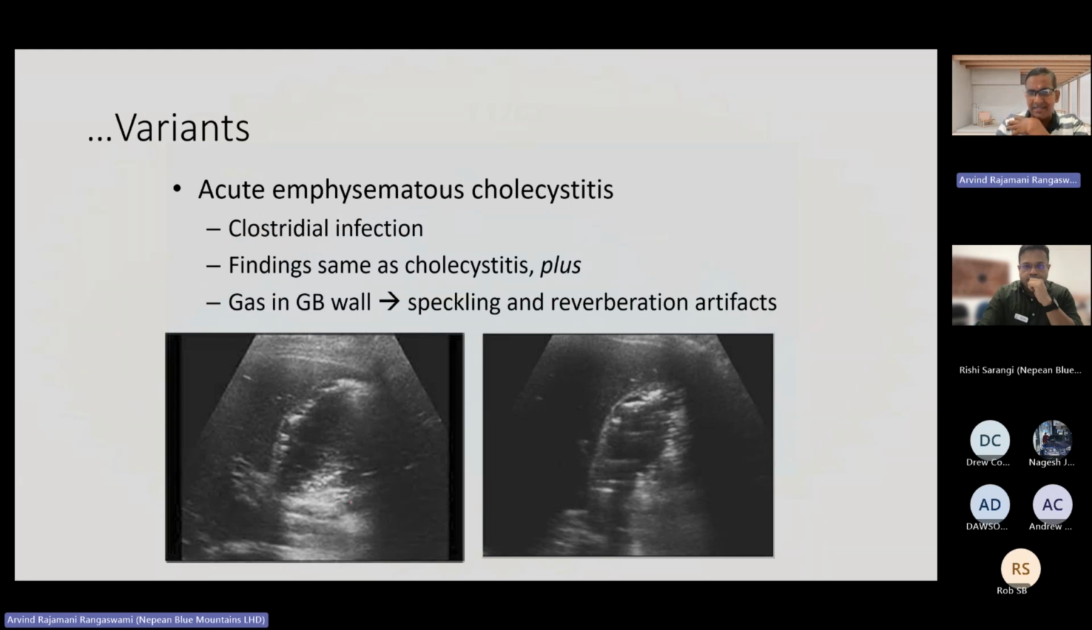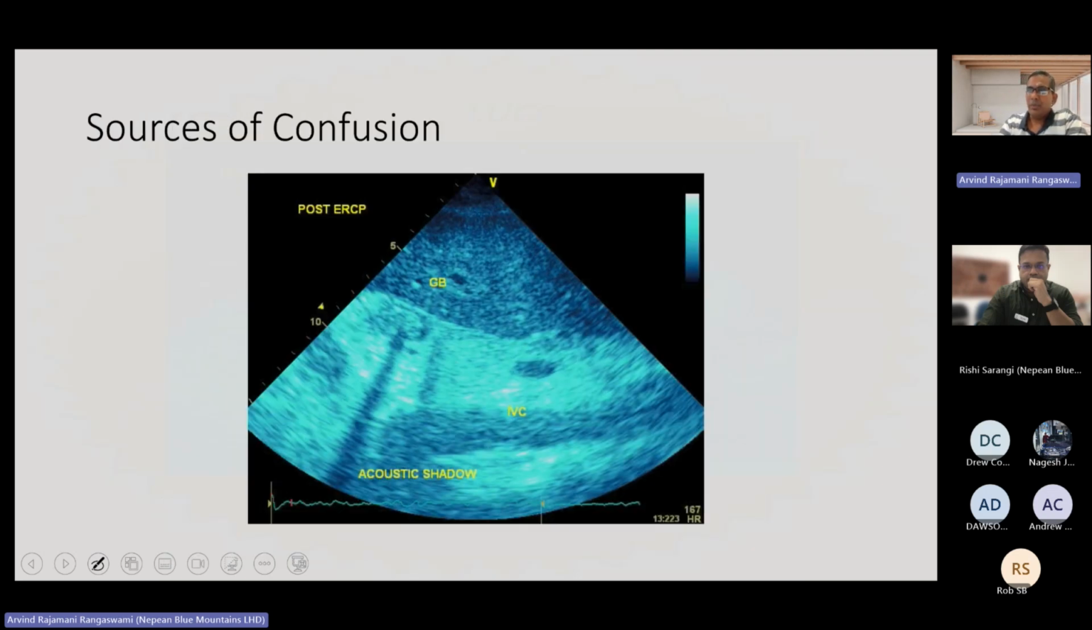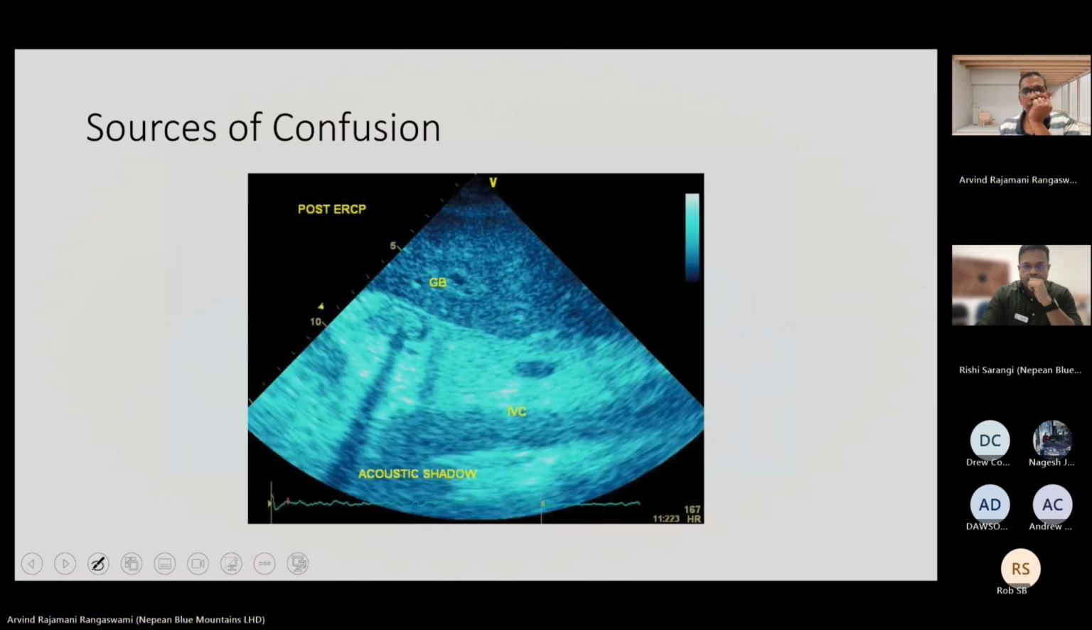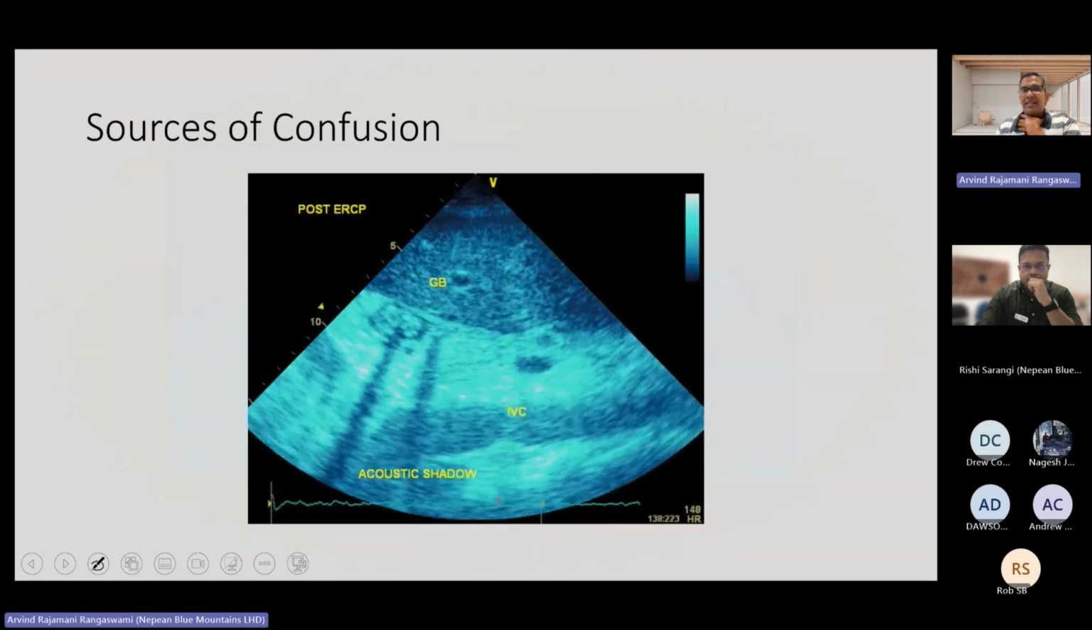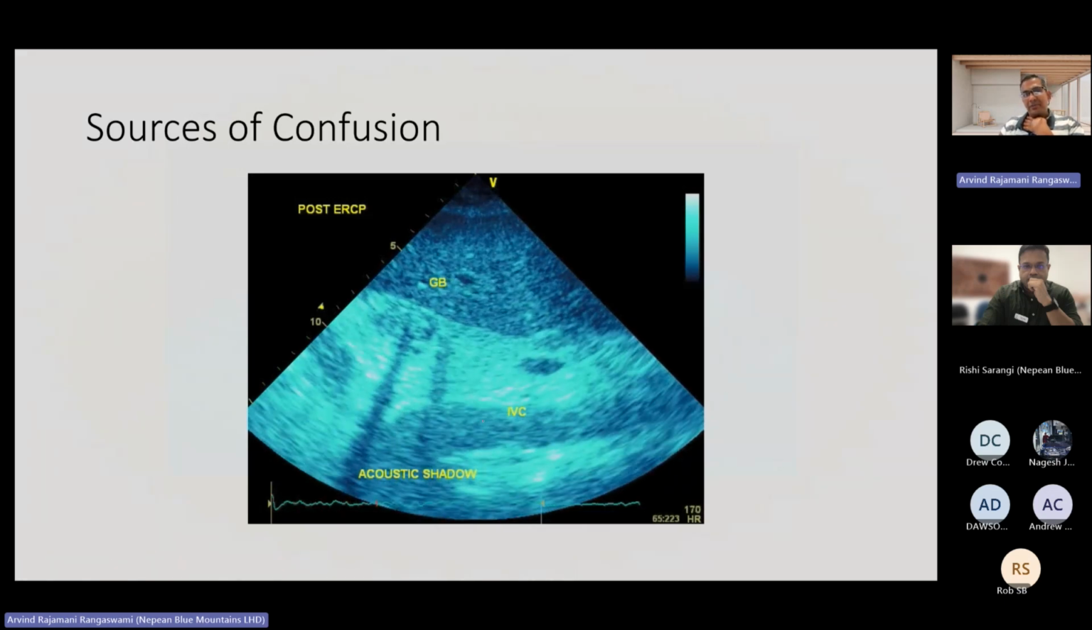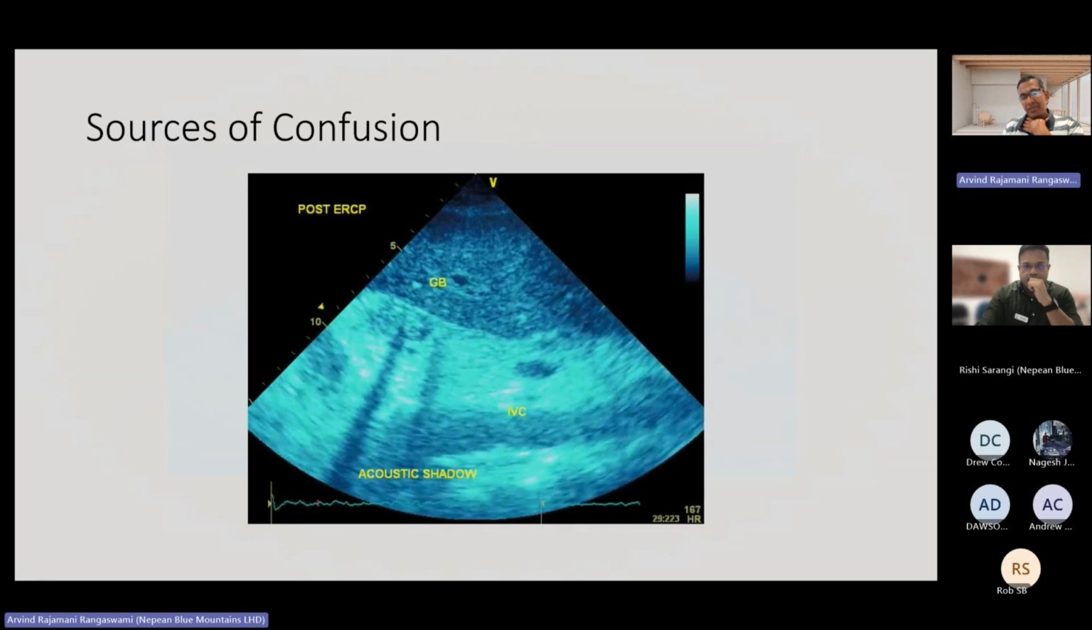Yeah, this is exactly how this is a B line here. This is a B line here. Okay, so if you think about it, this is no different from the air bronchograms that we see, where you have an air fluid interface. These are various sources of confusion. Now you have various acoustic artifacts coming from here.